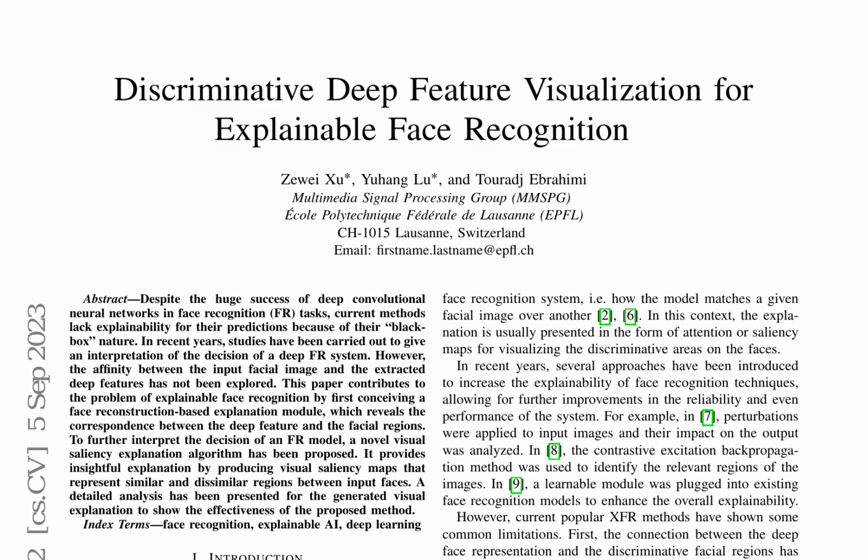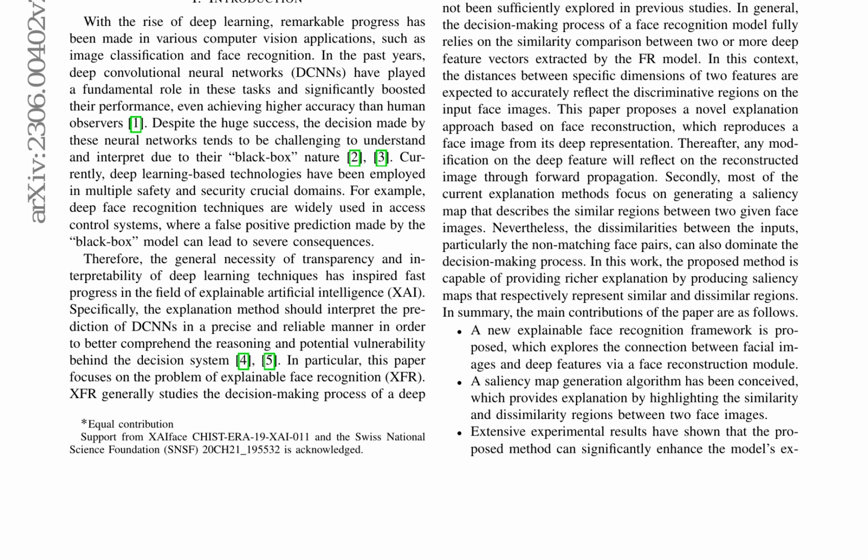The face reconstruction module allows for the reproduction of a face image from its deep representation, which can be modified through forward propagation. This method not only highlights similar regions between two given face images but also dissimilar regions, offering richer explanations for the decision-making process of the face recognition model.